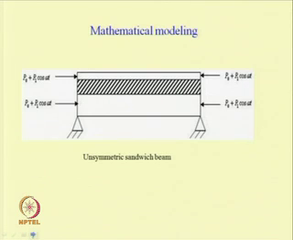So, let us see the mathematical modeling of this sandwich beam. Here a force P 0 cos omega t is applied. Let us take an unsymmetric sandwich beam simply supported at the ends. It is subjected to an axial force of P 0 plus P 1 cos omega t, where P 0 is the static force and P 1 is the amplitude of the dynamic force with frequency omega. This is the core layer. We can consider both aluminum and steel for the skin and a viscoelastic foam type core for this sandwich beam.